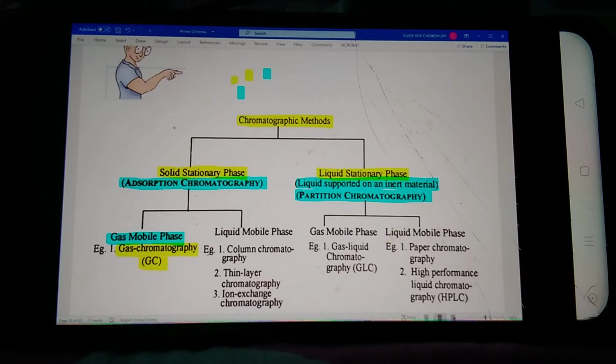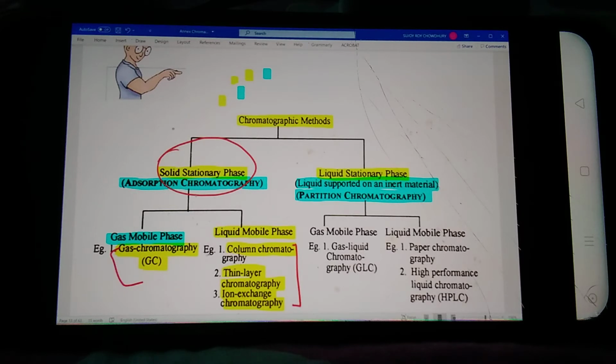It can also be solid stationary phase and liquid mobile phase. For the liquid mobile phase, you will see these chromatography processes later: column chromatography, thin layer chromatography (TLC), and ion exchange chromatography. So if someone asks you to give an example of solid-liquid chromatography, it is solid stationary phase and liquid mobile phase, basically column chromatography, thin layer chromatography, and ion exchange chromatography. Solid stationary phase with gas mobile phase is gas chromatography.